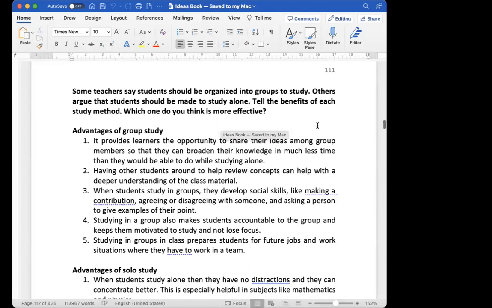Today, we are continuing with the education essays. And this essay is that some teachers say students should be organized into groups to study. Others argue that students should be made to study alone. Tell the benefits of each study method.